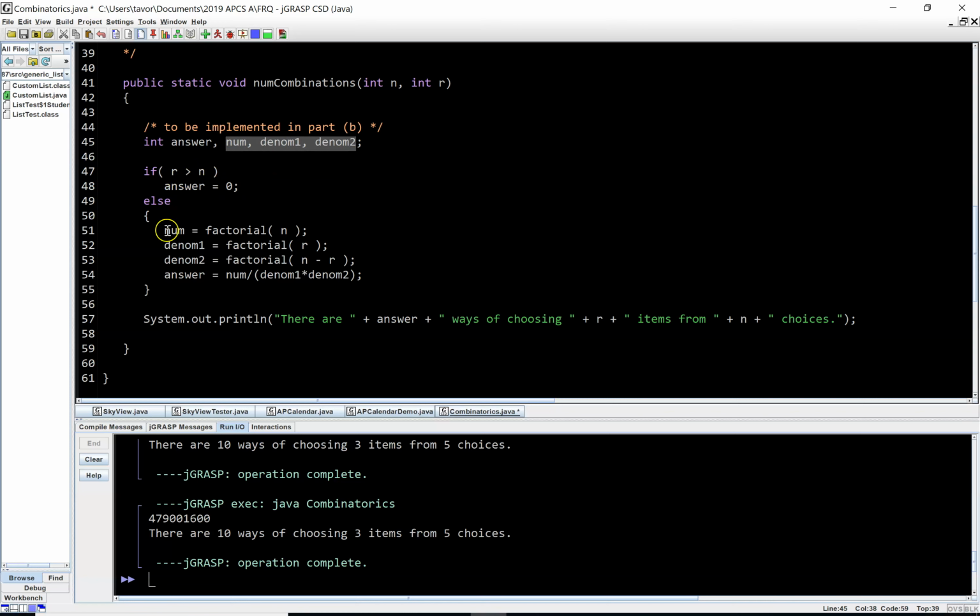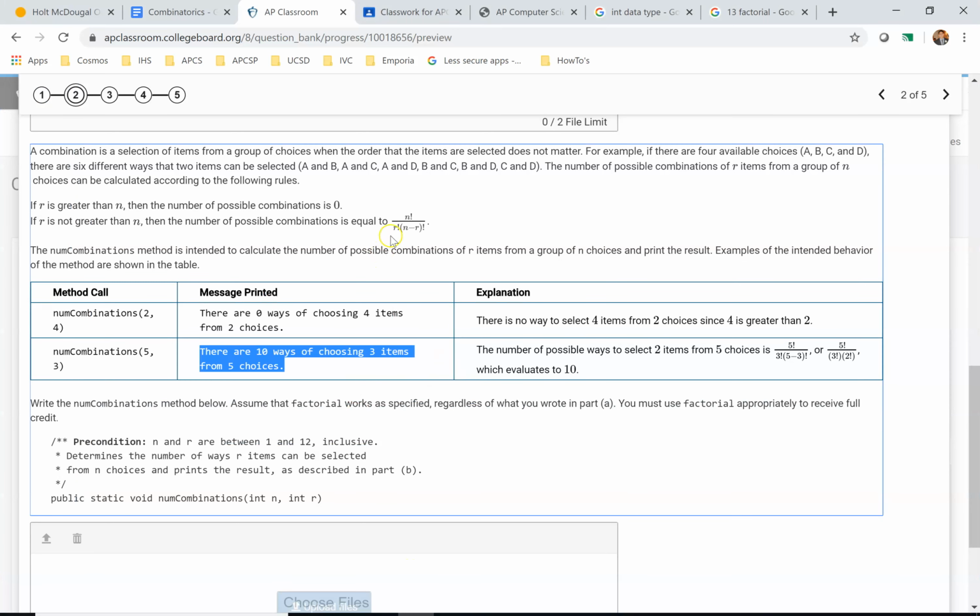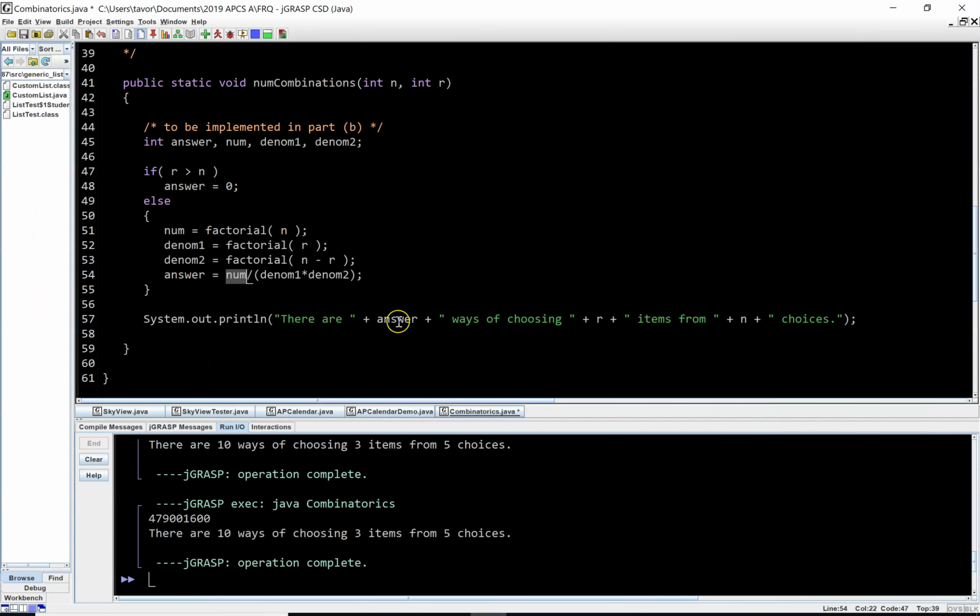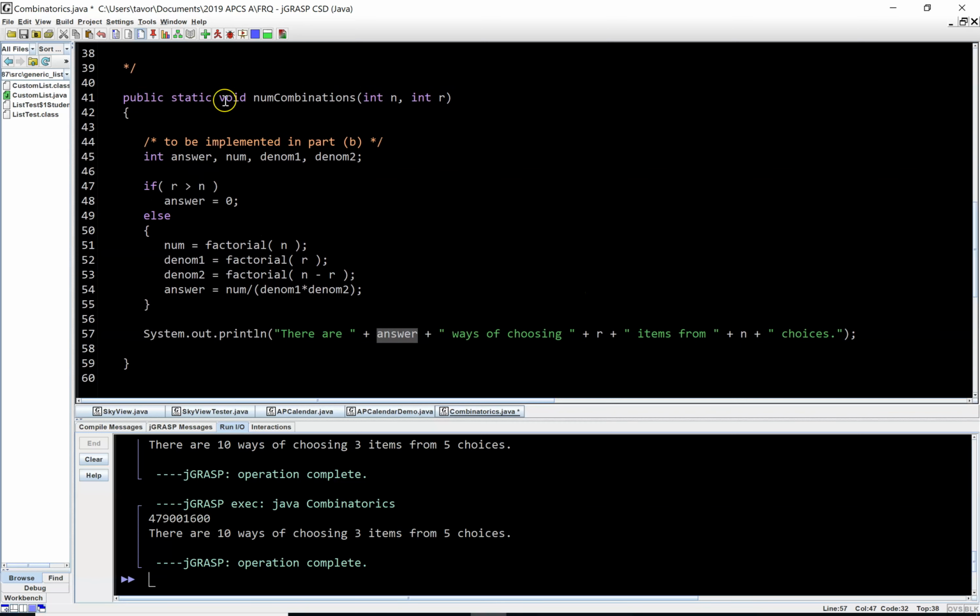But if r is not greater than n, then I'm going to say num equals, I assign a value there. This is the numerator, factorial of n. Denom1 is the factorial of r. Denom2 is the factorial of n minus r. And then my answer then is going to be the numerator divided by denom1 times denom2, which is actually this formula right here. It's this exact formula. And then finally I print. There are whatever answer is, ways of choosing whatever r is items from whatever n is choices. And that's it. Notice how this says void.